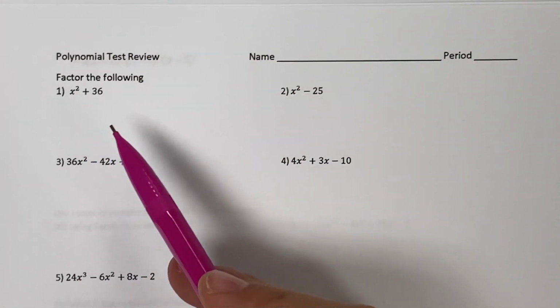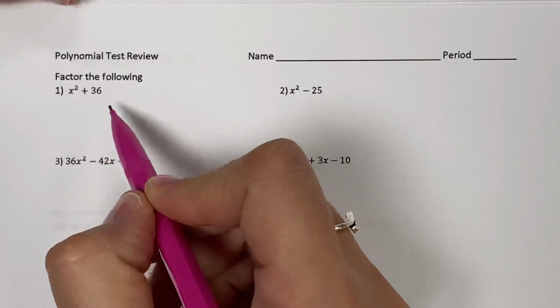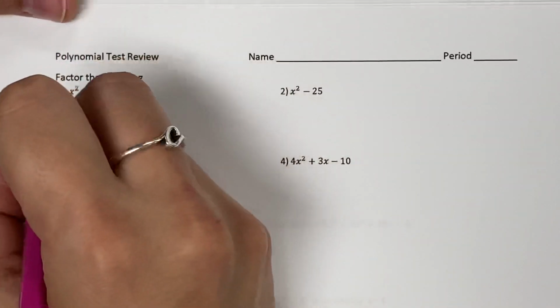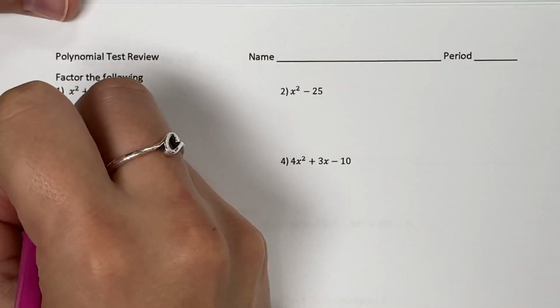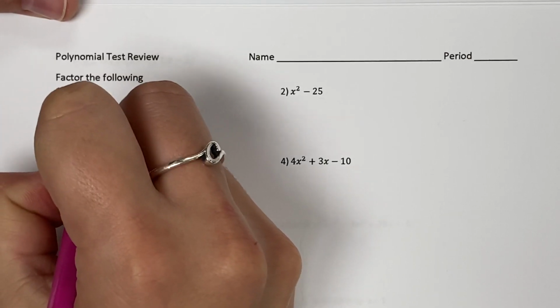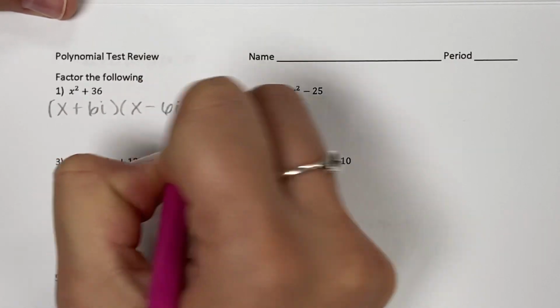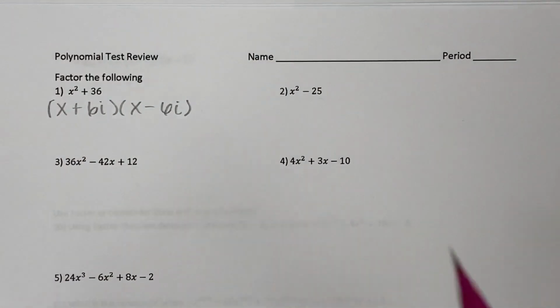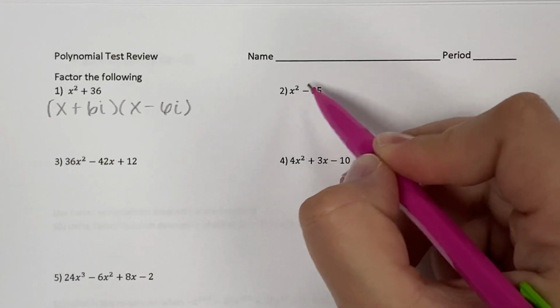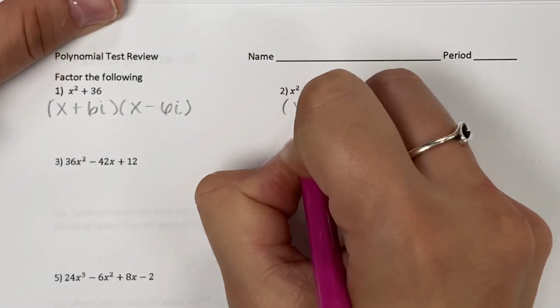So if I'm going to factor x squared plus 36, that is your sum of squares. Because it's plus, you can't do x plus 6, x minus 6, so you have to include that i, as x plus 6i, x minus 6i. Cool? But now x squared minus 25, since this one is the negative, you can do x plus 5, x minus 5.